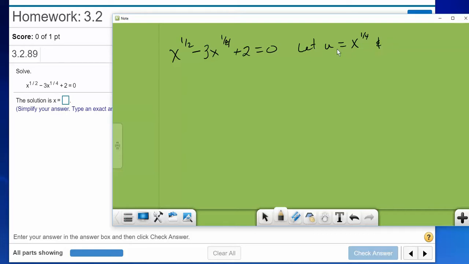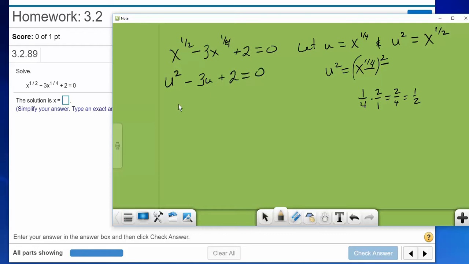And if we square both sides, so the way you do a power to a power is you multiply. So this is going to be 1/4 times 2, which is 2/4, which is 1/2. No, I'm sorry, it's going to be x to the 1/2, or square root, right? We can do it that way. So this is going to be u squared minus 3u plus 2 equals 0.